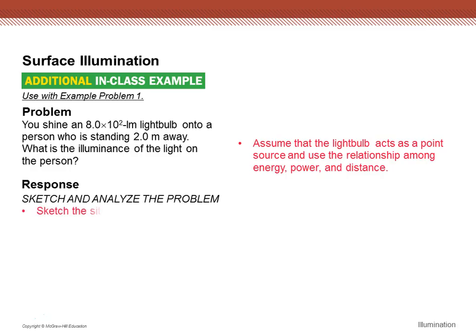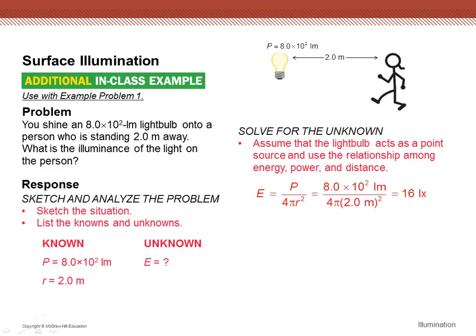So we want to look at the situation, and we see that we have P given, that's our luminous flux, and we have a distance of 2 meters. We're looking for E. This person is 2 meters away from the source, and we can assume that the light bulb acts as a point source, just to make things simplified for us. Plug this into our equation, and we get 16 lux.